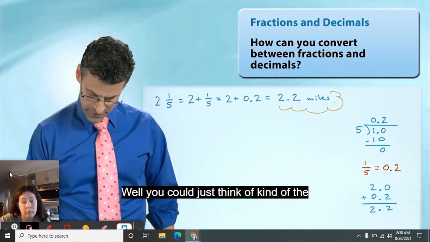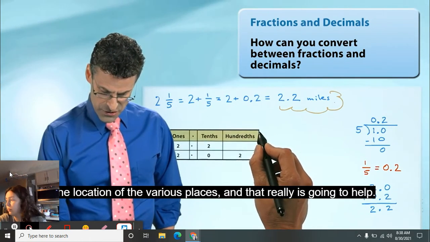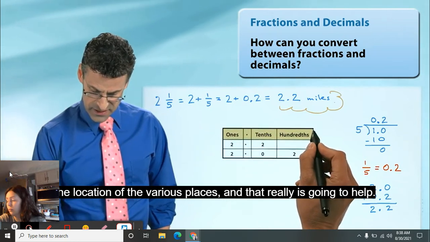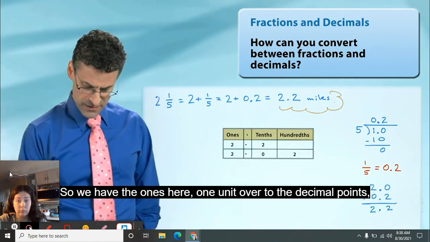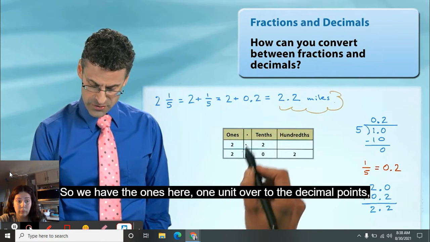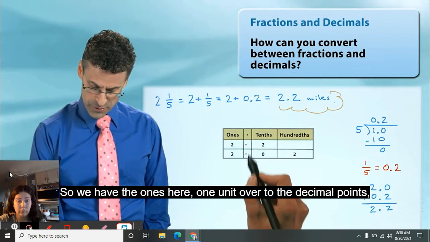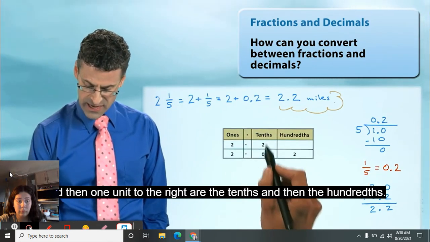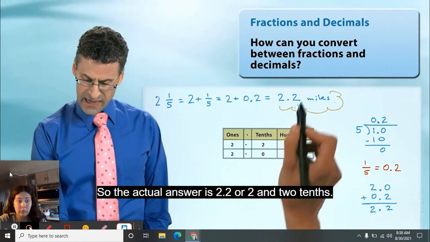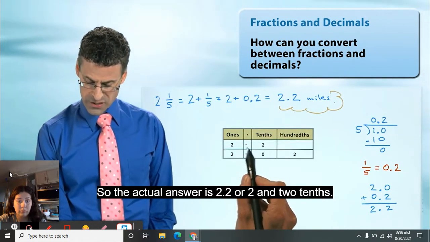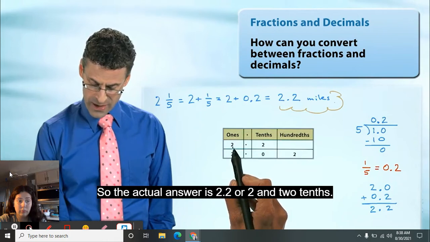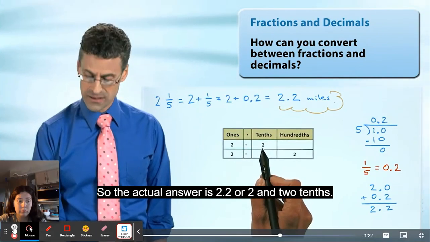Well, you can just think of the location of the various places, and that really is going to help. So we have the ones here, then 1 unit over is the decimal point, and then 1 unit to the right are the tenths and then the hundredths. So the actual answer is 2.2, or 2 and 2 tenths.